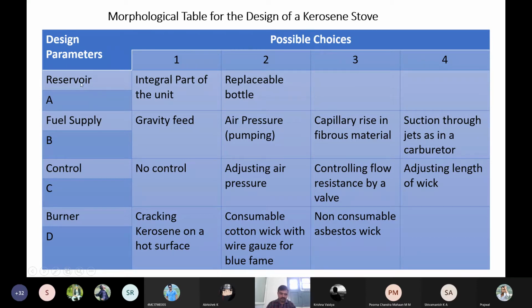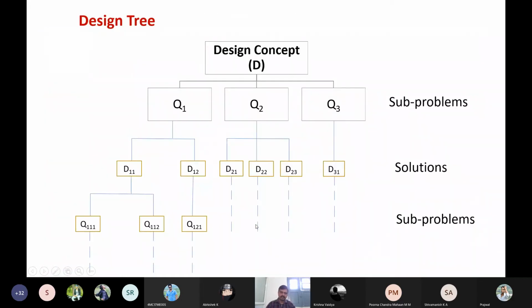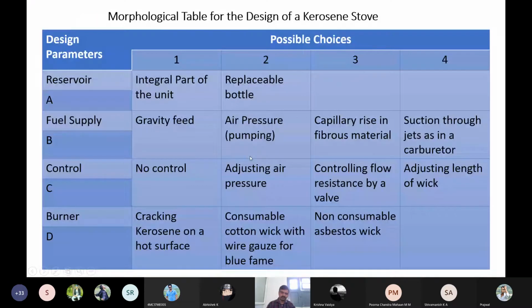Next, for reservoir, you have 2 options. You have to choose one among these 2. Okay, that is sufficient. So again, for fuel supply, you have to choose one among 4. For control, again, you have to choose one among 4. For burner, you have to choose one among 3. So this is this level. Okay, so here you are making a choice, if one is sufficient for a particular sub problem.